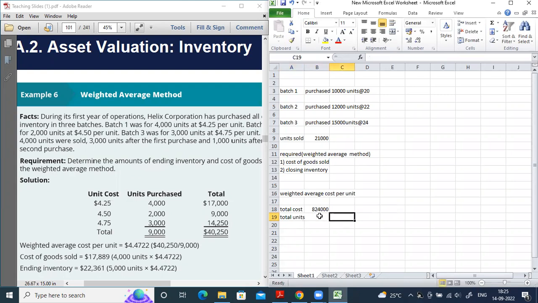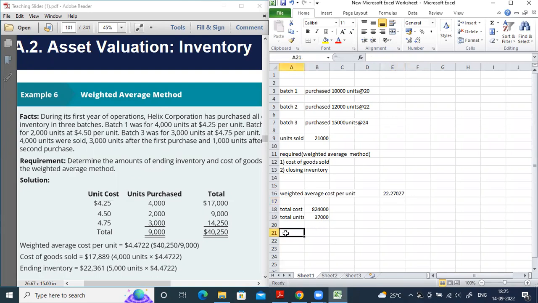Total units would be 10 plus 12 plus 15. So 27 plus 10, 37, right? Yes, sir, 37. So the weighted average cost per unit would be 8,24,000 divided by 37,000. So 22.27027. So this is the weighted average cost per unit.